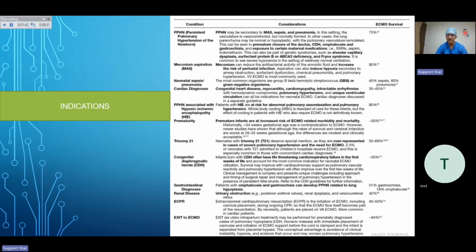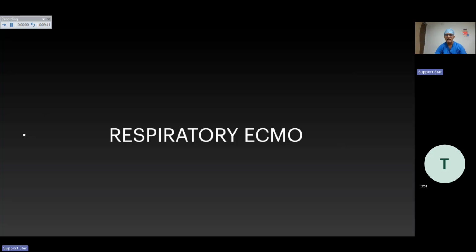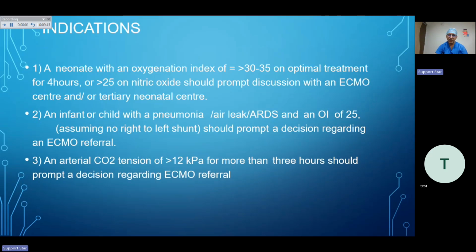So we have to also give ECMO support if they don't have too many comorbidities and irreversible problems like major CNS injury, etc. So let's come to respiratory ECMO in neonates. What are the indications? In neonates, an oxygenation index of more than 30 to 35 on optimal treatment for 4 hours, or more than 25 on nitric oxide, should raise a prompt discussion with the ECMO center for possible ECMO.